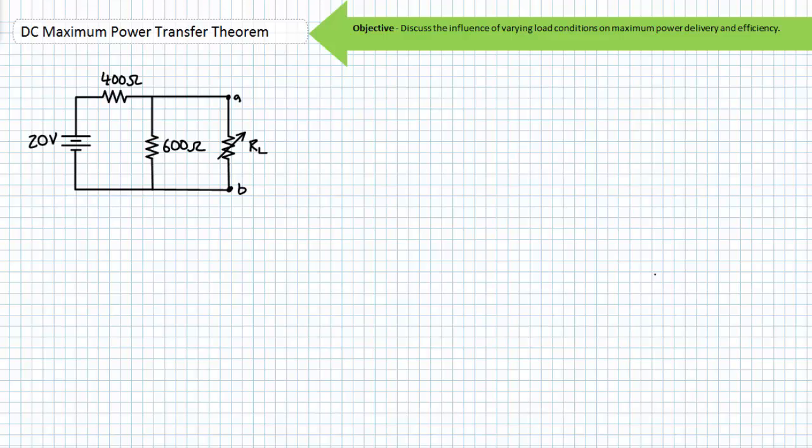I'm your instructor Jim Pytel, and today's topic of discussion is the maximum power transfer theorem as applied to DC circuits. Our objective today is to learn at which conditions a circuit delivers maximum power to a variable load resistor. Additionally, we'll discuss efficiency at and at other than maximum power conditions.